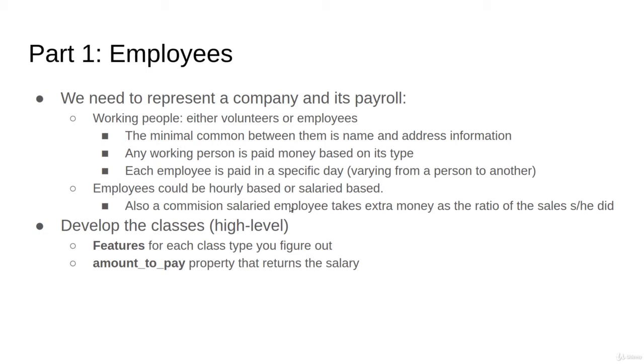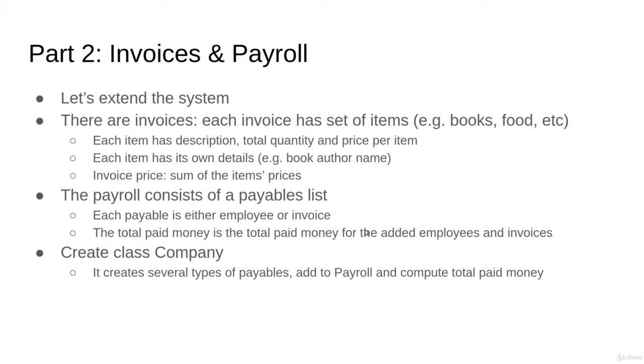Please try to develop the classes that represent whatever you guess is a class from here. Try to figure out the features. Most of them are clear. Also add a property, amount to pay, that should return the paid money for that person per month. In part 2, we are going to add the invoice to the system and a payroll for the system.